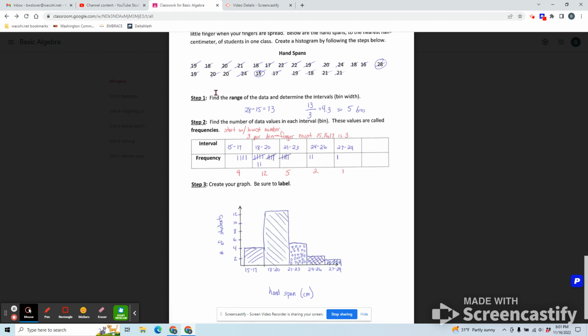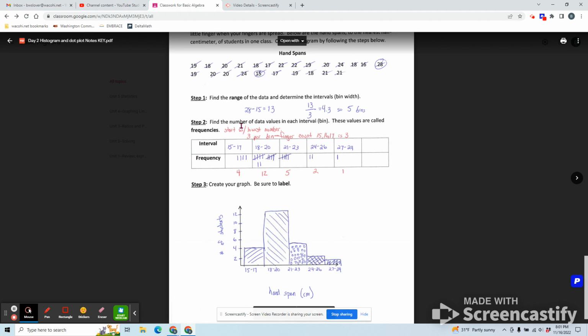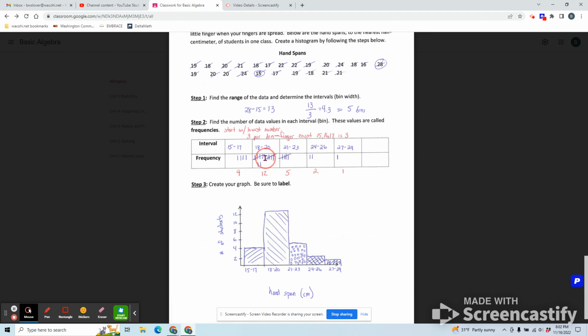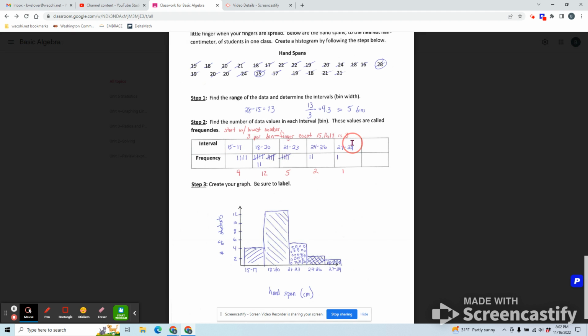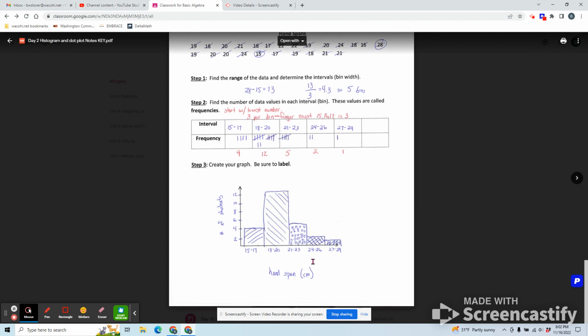And then I'm just tallying. I'm going through 19, I put a tally. 18, I'm putting a tally. 20, I'm putting a tally. 21, I'm putting a tally. Remember, this is a range. Right? So anything between 18 and 20 goes in here, or anything between 21 and 23 goes in here. Here are my total responses. So based off those numbers and these intervals, I'm creating my histogram.